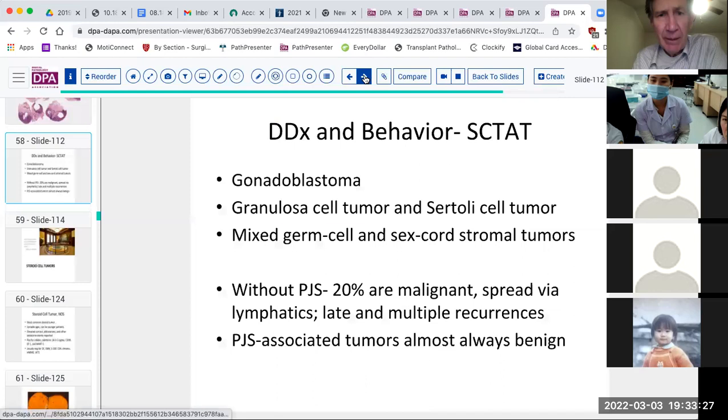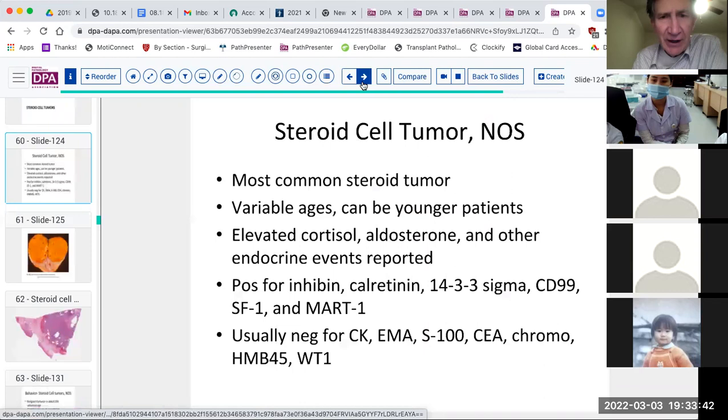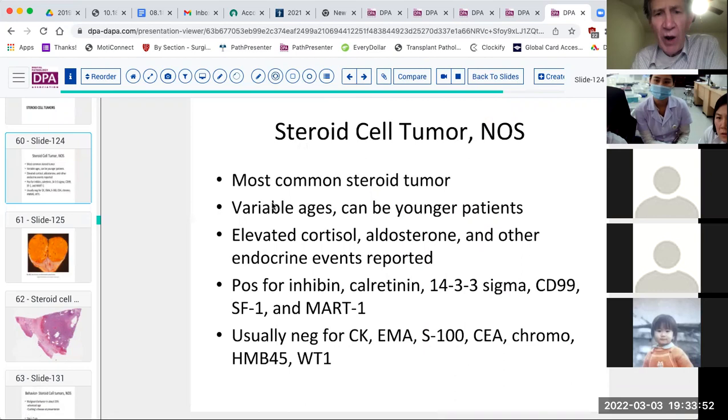All right, well, let's go on and talk about the steroid cell tumors and some of the things that are related to that, since we've already mentioned the yellowish appearance. So the nondescript steroid cell tumor is the most common tumor. These can be younger patients, but have a wide age range. And usually they will have a functionality. So there's either cortisol, aldosterone or other endocrine events that are reported.